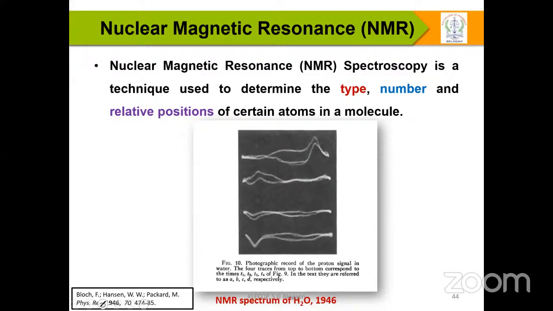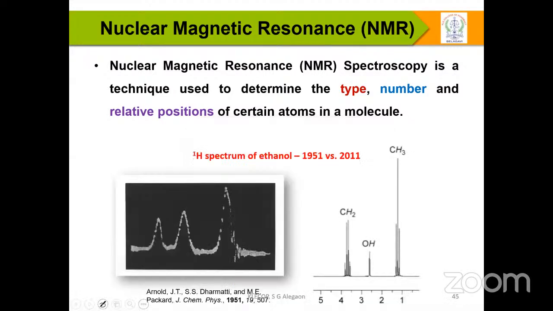Afterwards, with very little information, in 1951, Arnold published the very important NMR spectrum of ethanol. Recently, most people working with NMR have the spectrum of ethanol from 1951 along with the one from 2011, or sometime around 2000.